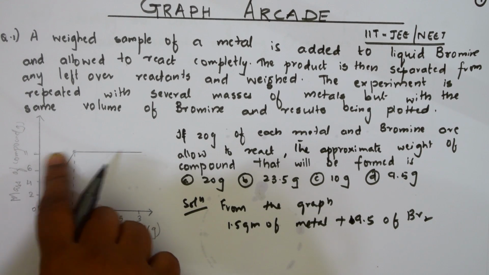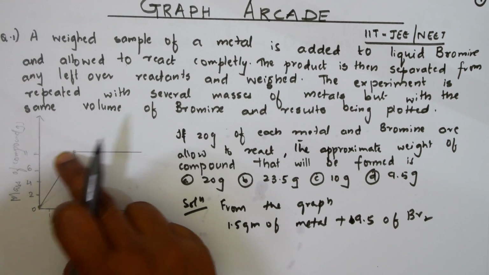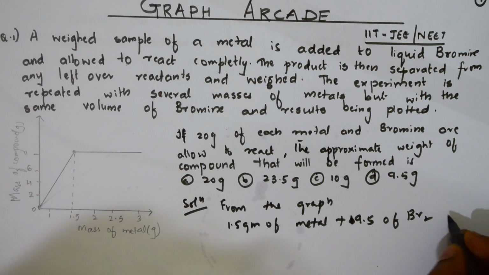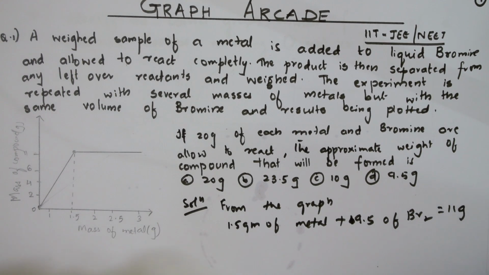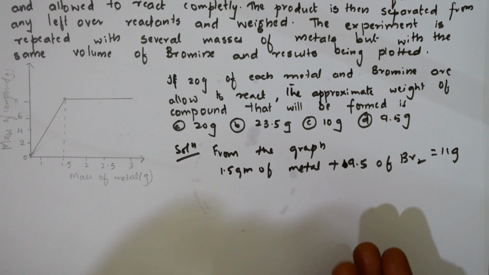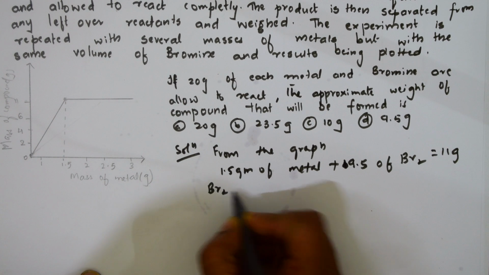See here, 11. That means the 1.5 grams of metal and the bromine combined together have given you a compound, because that is marked as 11. So the mass of 9.5 for 1.5 comes to 11 grams. Now the next important thing, what did they ask me? When I see both the things, which is the limiting reagent? Bromine is the limiting reagent here.